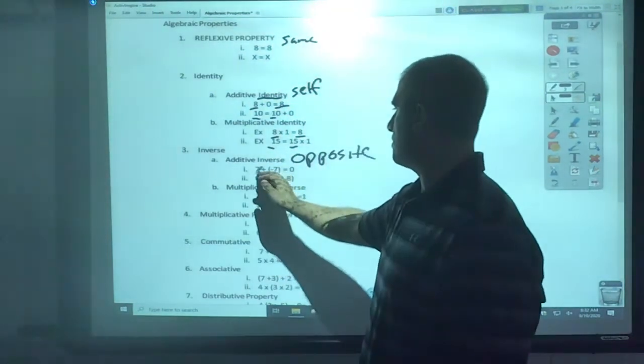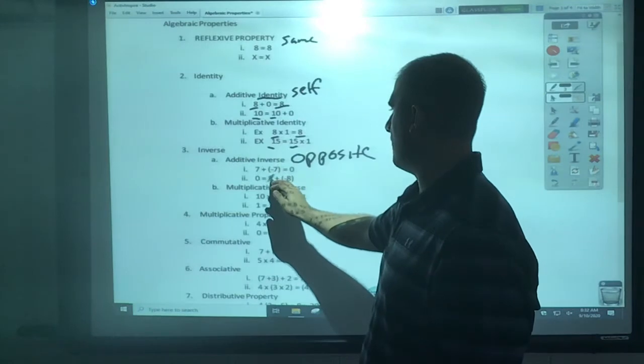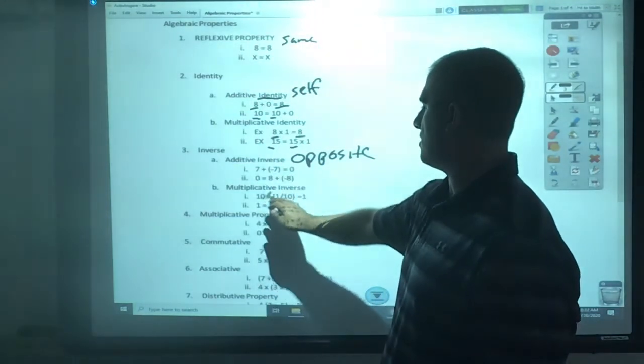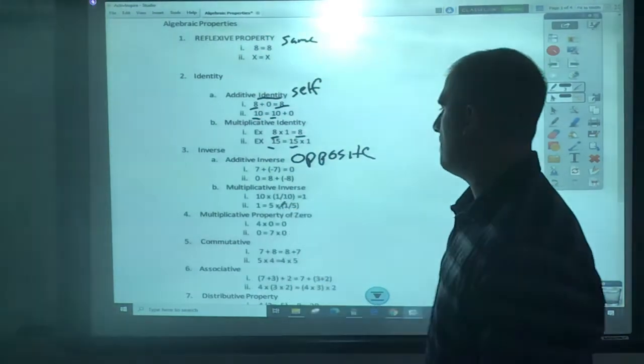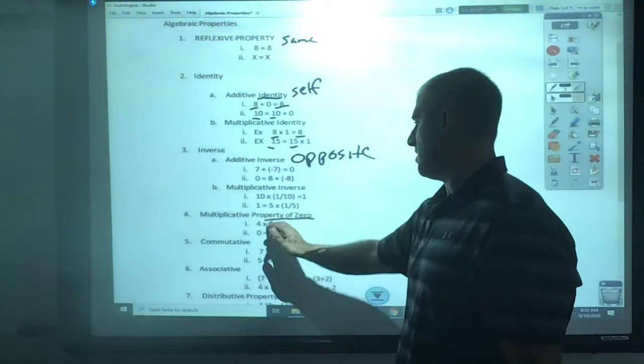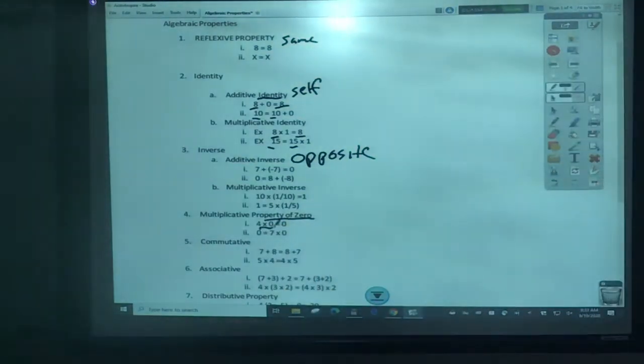Inverse. Inverse means opposite. Okay? So if you can see, these are opposites. 7 and negative 7. 8 and negative 8. Okay? Multiplicative inverse. Those are opposites. 10, 1/10. 5 and 1/5. Okay? Multiplication property of 0, pretty easy. Multiplying by 0. Not a lot to that.